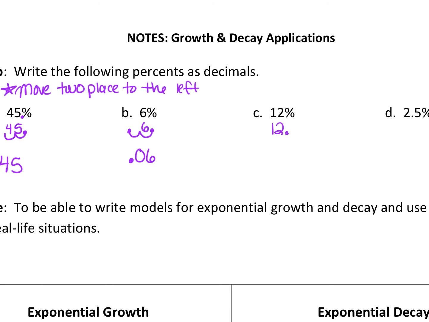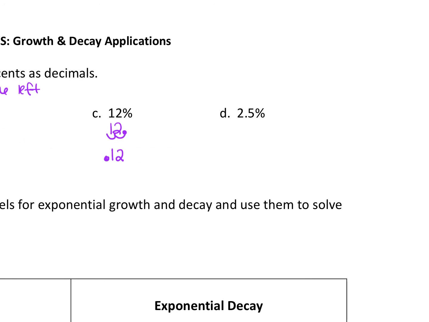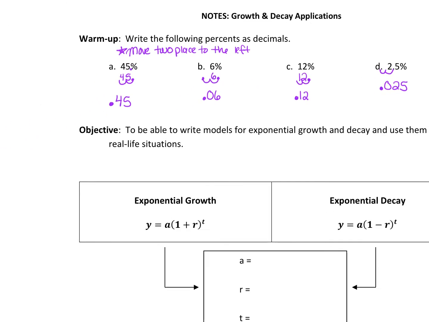12%, if I have 12, the decimal would be after the 12, so 0.12. 2.5%. Again, I move this decimal 1, 2 spots, would be 0.025. So converting percents to decimals is going to be really important for the problems that we're doing today. That's why I wanted to review this skill.